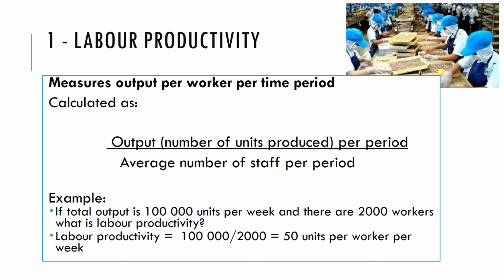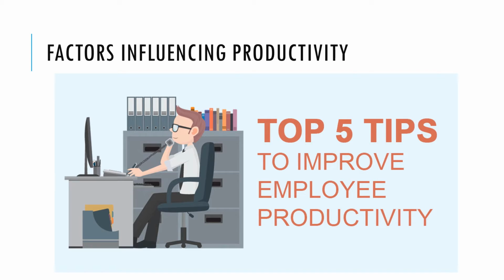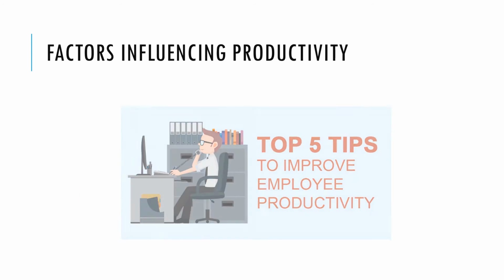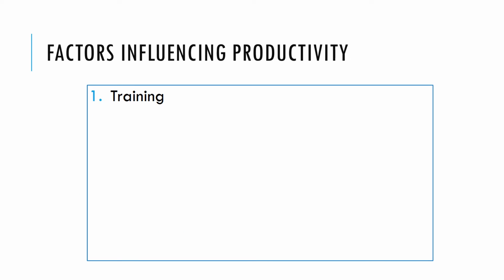And so the business can measure the performance of their workforce by looking at labor productivity. How efficiently are our workers producing products? Now, what might influence the level of productivity? Well, the level of training that the staff have will influence the level of productivity, how efficiently they can produce products in a given time period, how motivated the staff are, how keen they are to do the job, and different types of motivation that the business might use.